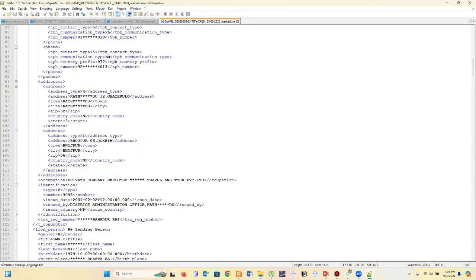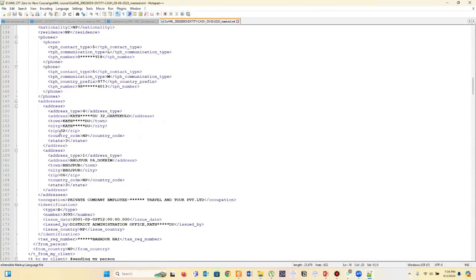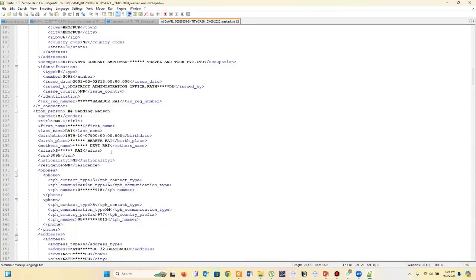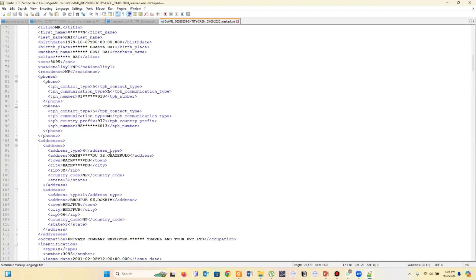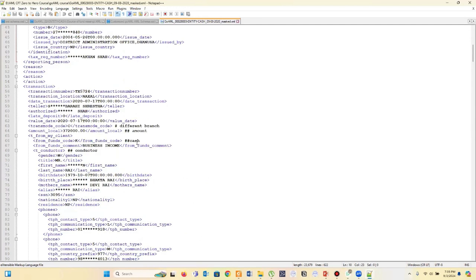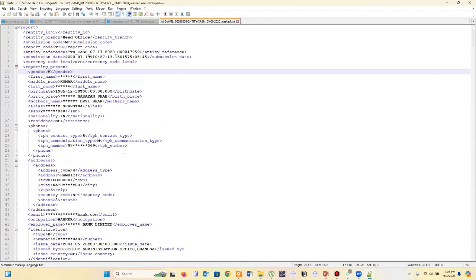This XML transaction is usually submitted by a financial institution to the FIU through goAML. Let me give you a brief introduction to what is going on in this scenario, in this transaction.